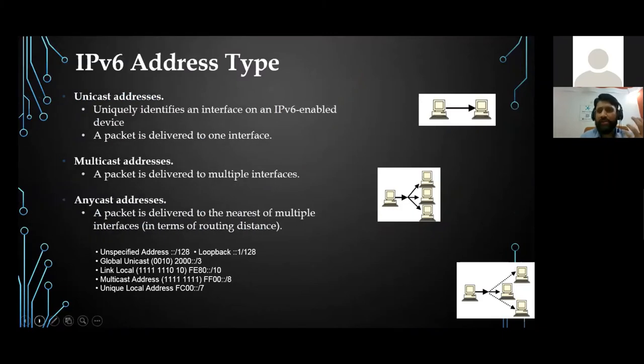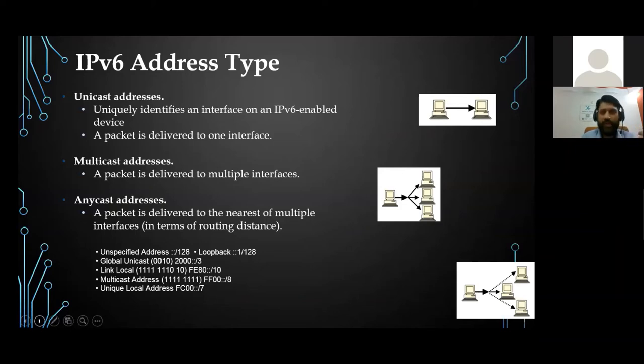So what are the address types in IPv4? Like we had a list: broadcast, multicast, point to point, multipoint, for everybody. But here in IPv6 there is a little difference. There is unicast, then multicast, which is the same, and then one thing that is very different is anycast. We'll be dealing with them one by one.